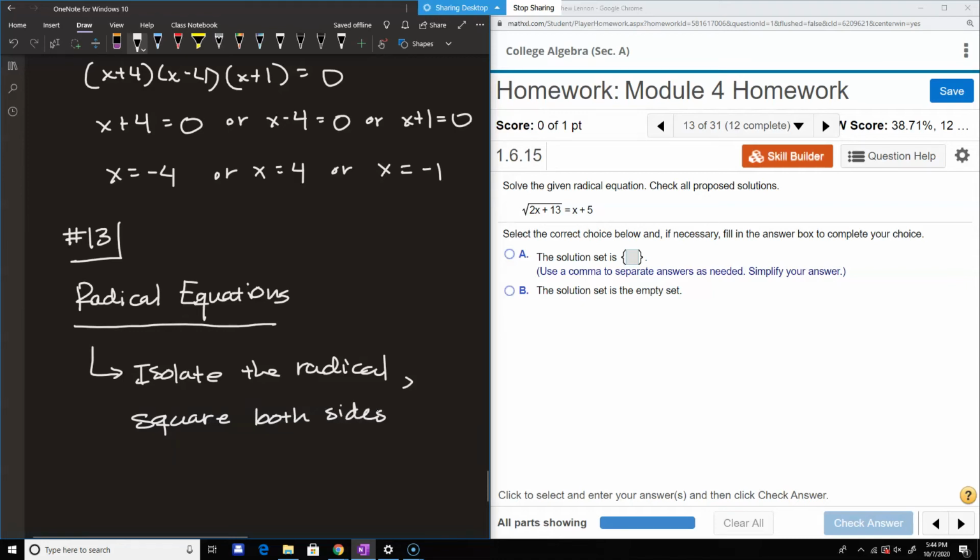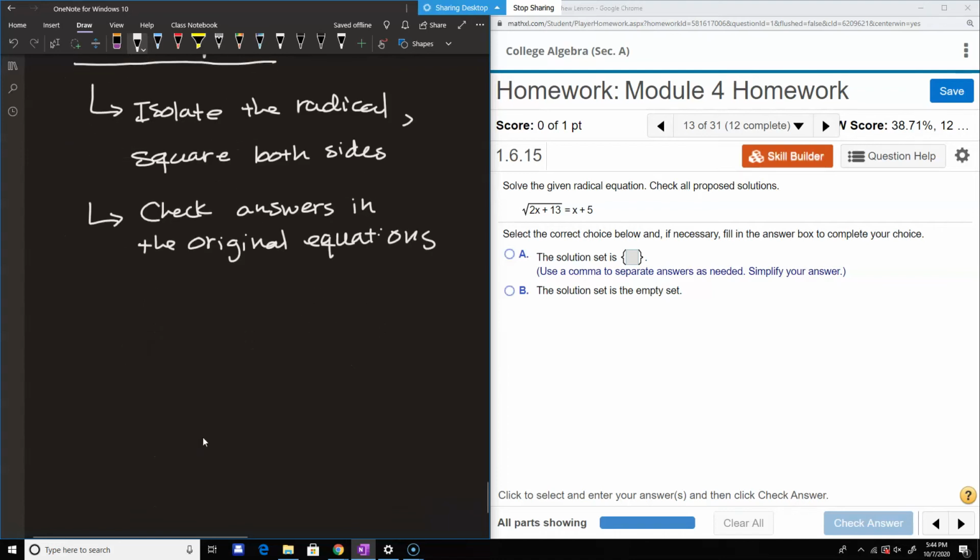Now the thing about radical equations that doesn't happen with the polynomial equations we were just looking at is we always have to check our answers for these ones. So I'm also going to say check answer or answers in the original equation. So why do we have to do that?